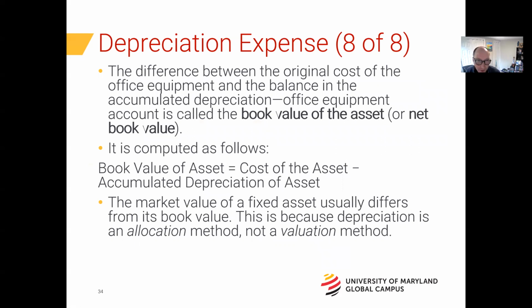The difference between the original cost of the equipment and the balance in accumulated depreciation is called the book value of the asset. Sometimes it's called net book value, but usually called book value of the asset. When you hear the word book value, we also call this the net realizable value of the asset. The realizable value of the asset is basically like saying this is how much it's worth right now, right?